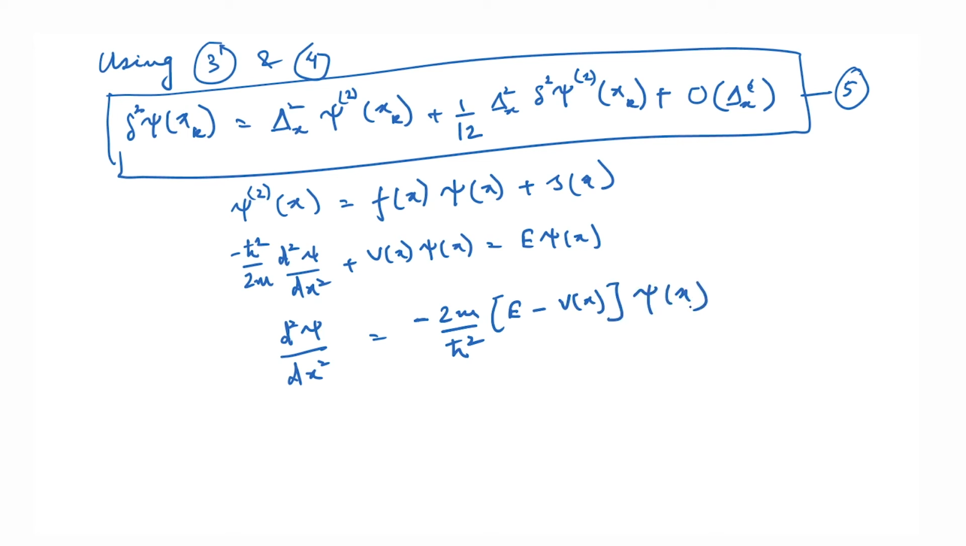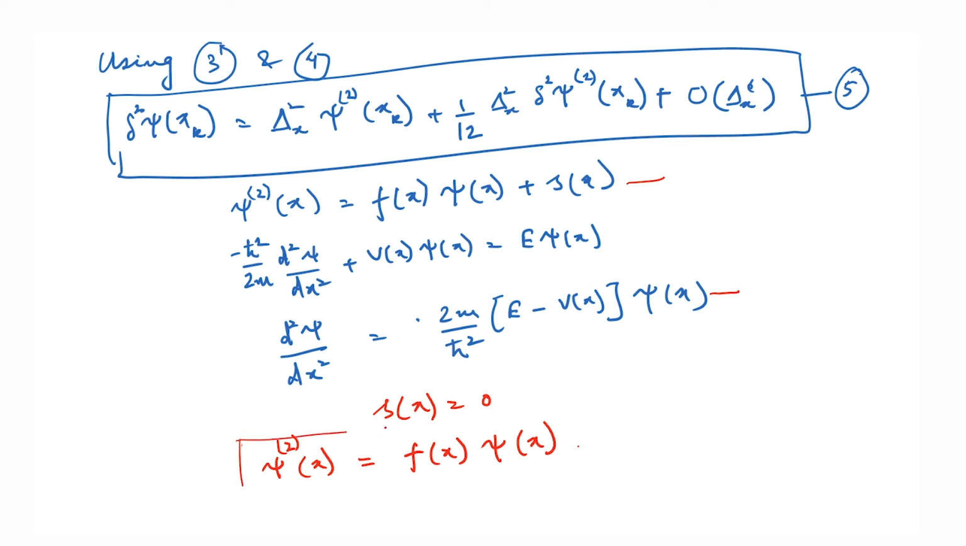So, now if we compare this equation and this one, what we find is that my s(x) equals 0 in the case of the Schrodinger equation. So, for the rest of the derivation of the numerical algorithm, we will be looking for a solution of this form, where the second derivative of psi(x) is equal to f(x) psi(x). Okay. So, this is the solution we are looking for.